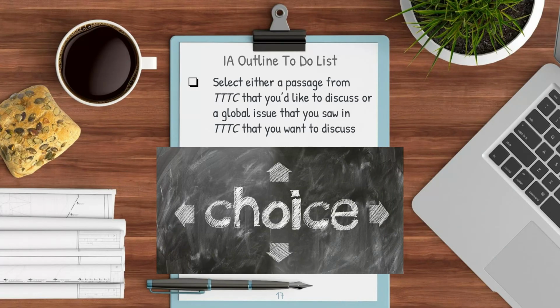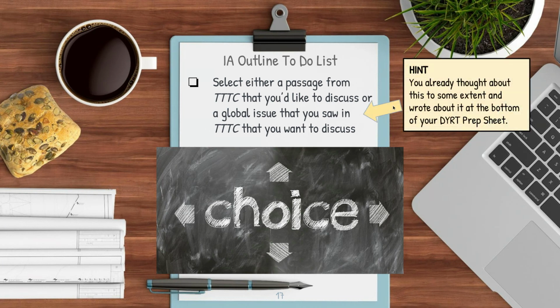So the first thing you need to do is select either a passage from The Things They Carried that you liked and would like to discuss, or select a global issue that you saw in The Things They Carried that you want to discuss. We talked about how you make that choice of how you want to begin. I will point out that you already did this second part, where I asked you to look for a global issue that you saw in the text, at the very bottom of your DIRT prep sheet for The Things They Carried. So you may want to go there first, look at what you wrote, and move forward from there.